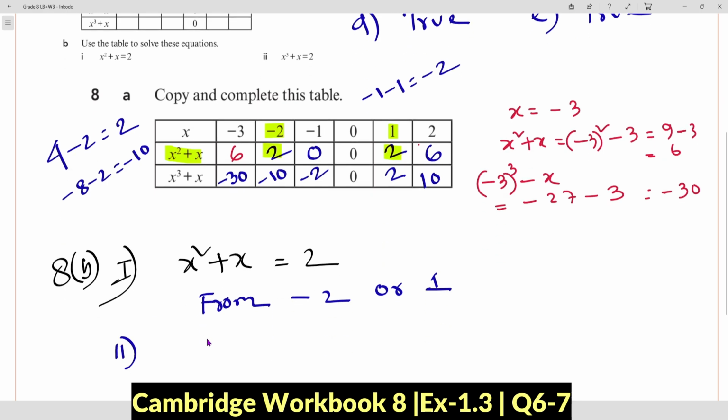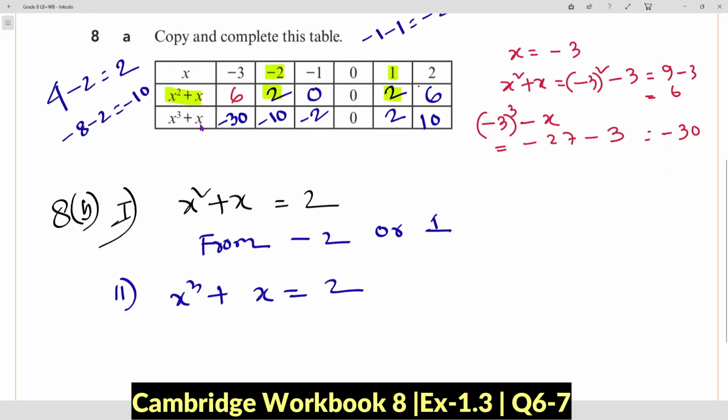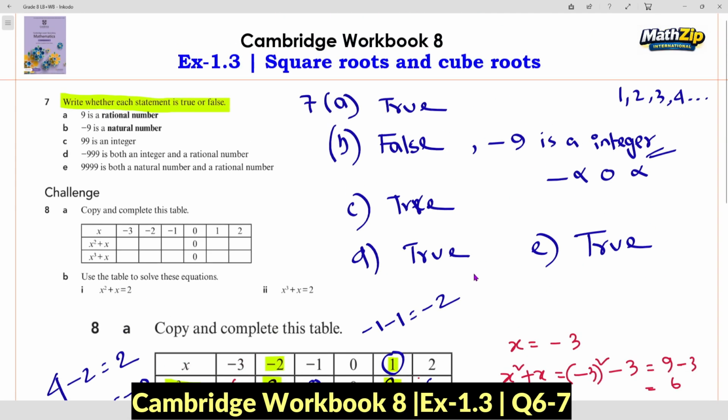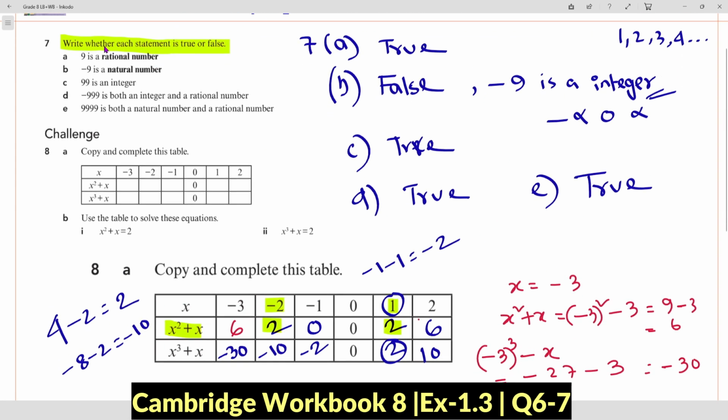Next, question 2, here is x cube plus x equals 2. So x cube plus x equals 2, here is 2, so from 1, right? So it's when x equals 1. This is our answer. So question 7, 8 done.